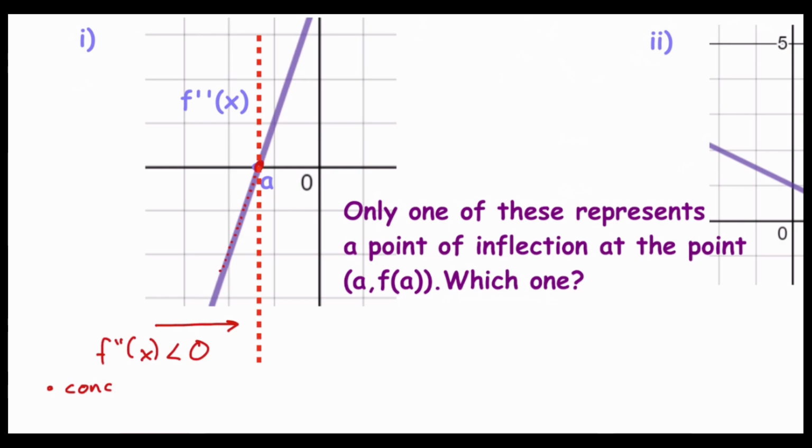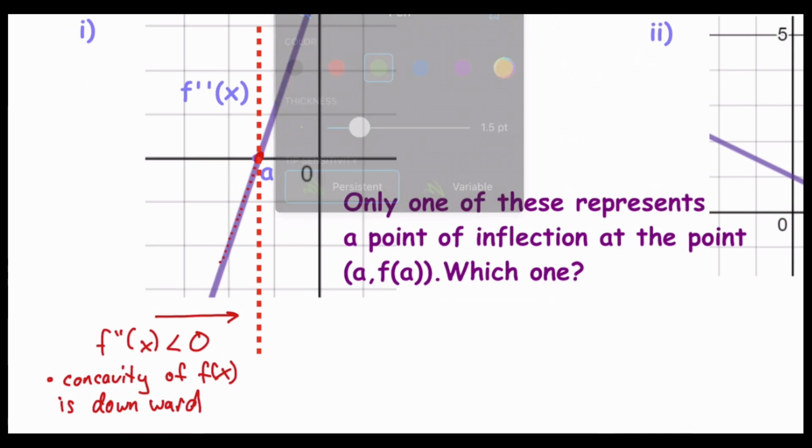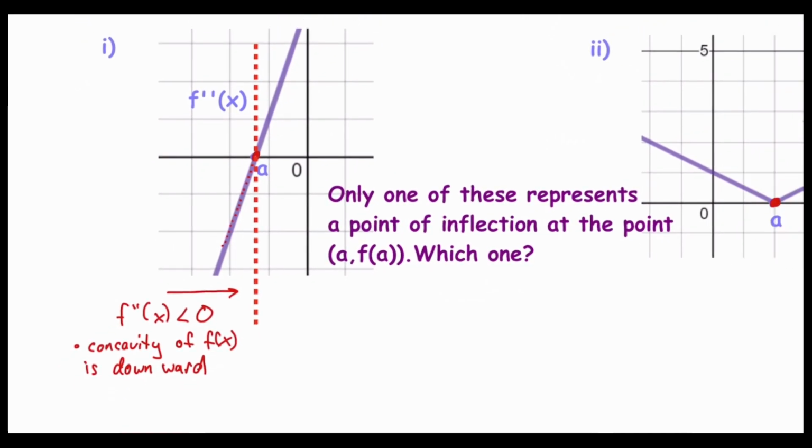Actually, let's be really specific. Which part is concave down? Because this graph is clearly not concave down. It's just linear. Therefore, we'll say the concavity of my original function f of x is downward. All right, what's happening on the other side of this line? What happens when my second derivative has a positive value? Moving on from this region, when f double prime of x is greater than 0, it tells us that the concavity of f of x is upwards.